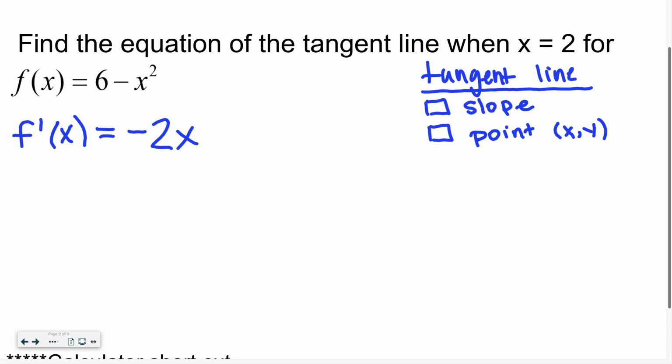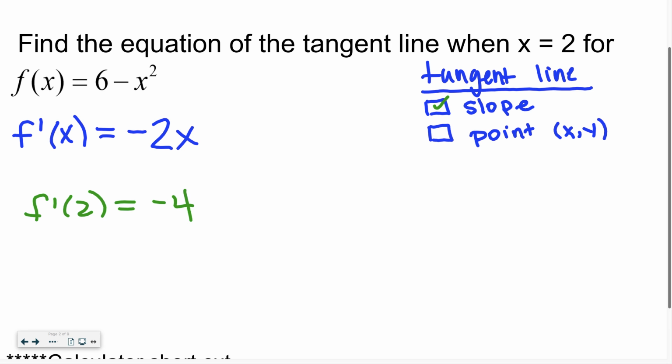In order to find the slope for our tangent line, is negative 2x our slope for the tangent line? It helps us find it, but you're not using negative 2x in your tangent line. You need to actually evaluate your derivative. So at 2, what's our slope? Negative 4, because we plug 2 into the derivative to figure that out. So we have our slope.